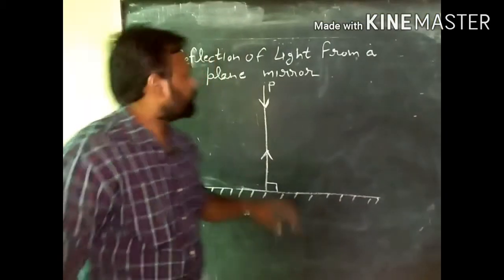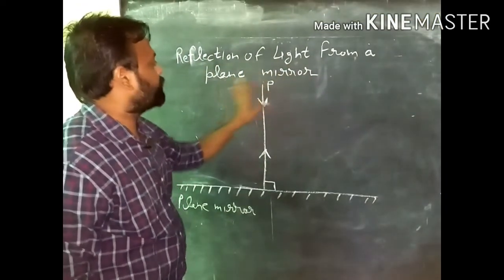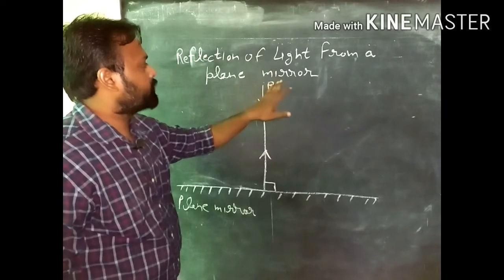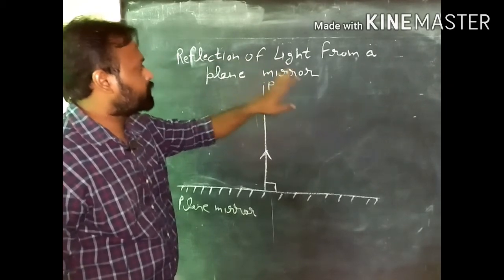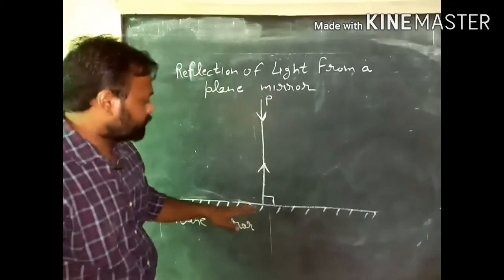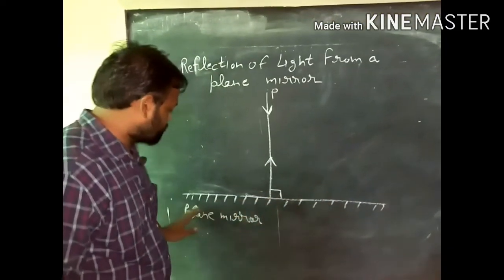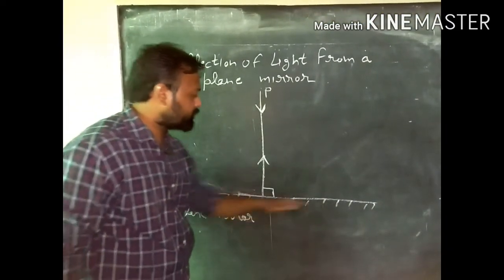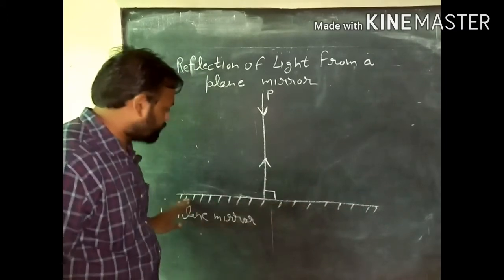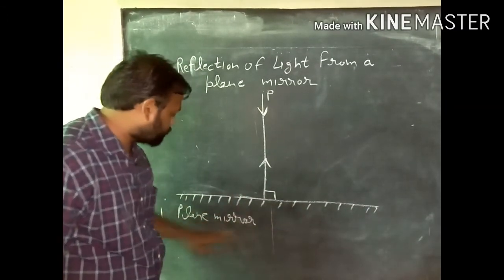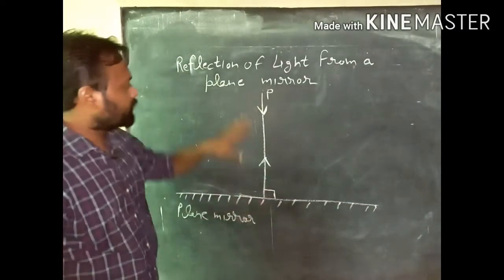So okay, now the next topic is reflection of light from a plane mirror. It is a very important topic. You have to see this one carefully. First of all, I explained to you what a plane mirror is and how it is represented. So this is a plane mirror, as I already explained how we can represent this one.